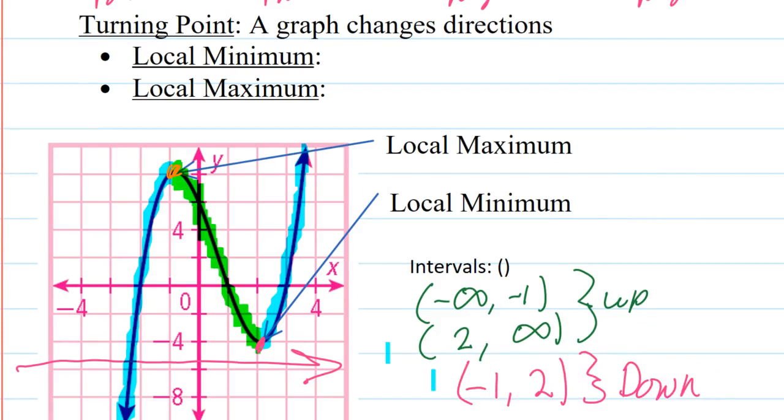Now, if we're going to label our local maximum and minimum, we have a maximum here at negative 1, 8. Remember, the graph is going by 2's in the y direction. So negative 1, 8. And then we have a minimum over here at 2, negative 4. And again, the reason why it's called a local is because the graph goes to infinity, so there would be no max and min except in this small area.